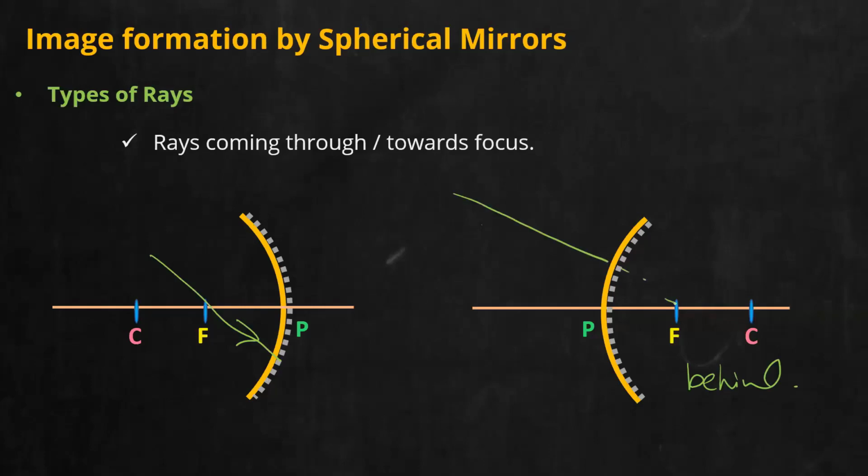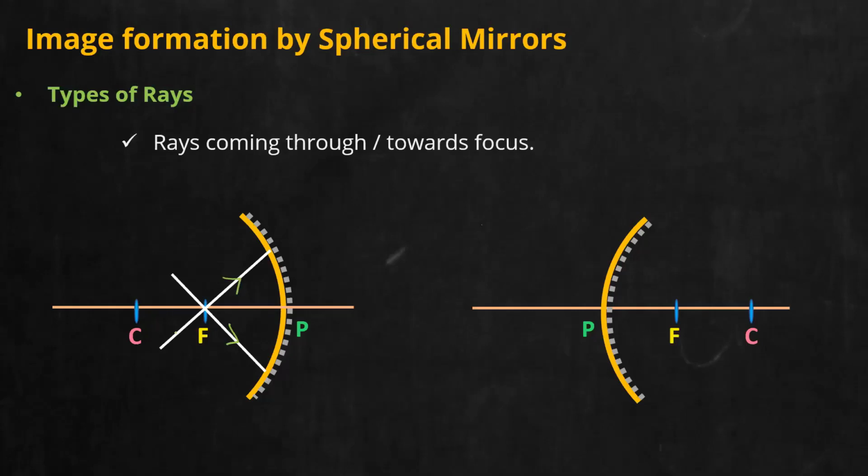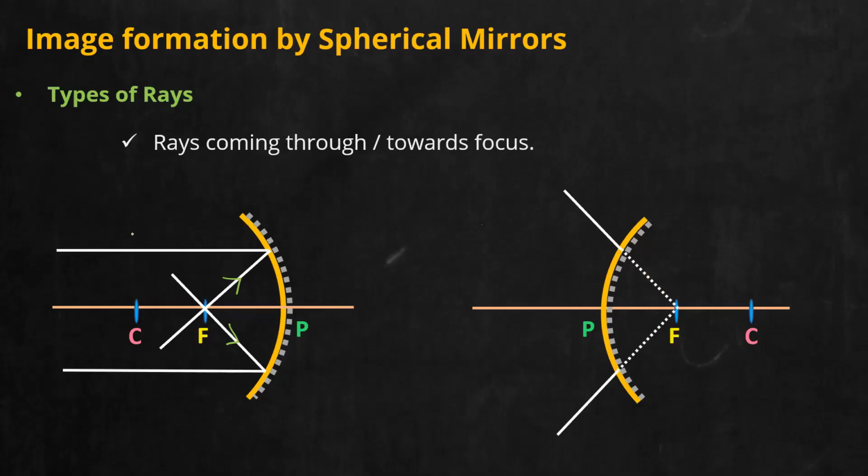So you should write: ray coming through the focus, or which is directed towards the focus, for a convex mirror. Why? Because in a convex mirror, the focus lies behind the mirror. Got that idea? Second type of ray: coming through the focus or directed towards the focus. Here I have drawn two rays going through the focus. Now what will happen to this ray? Exact opposite of the first case. It will reflect parallel.